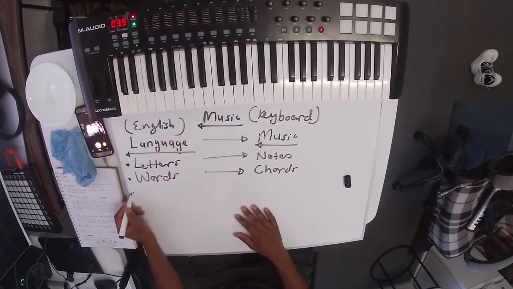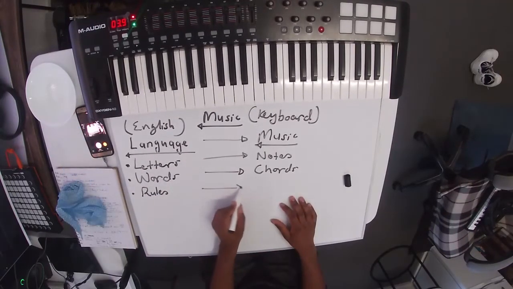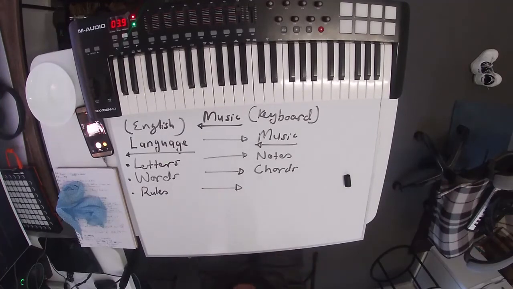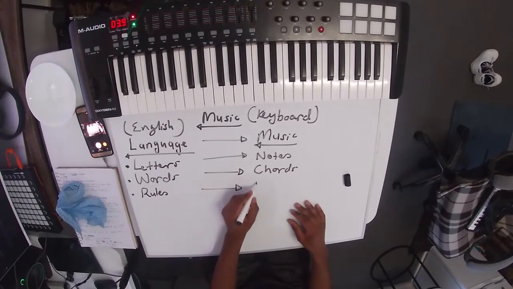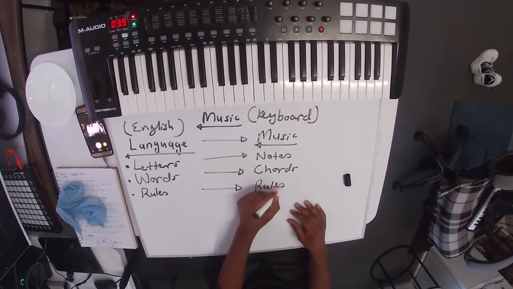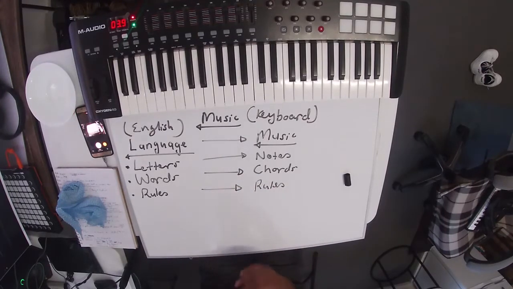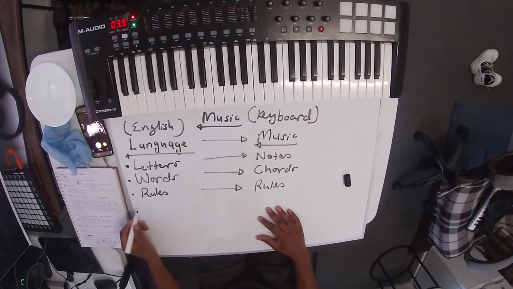I'm just going to quickly talk about rules. In the same way, in music there are rules as well. There are certain rules on how certain notes are grouped together and how you form certain words. Once you've got these letters, words, and rules, you start building sentences.